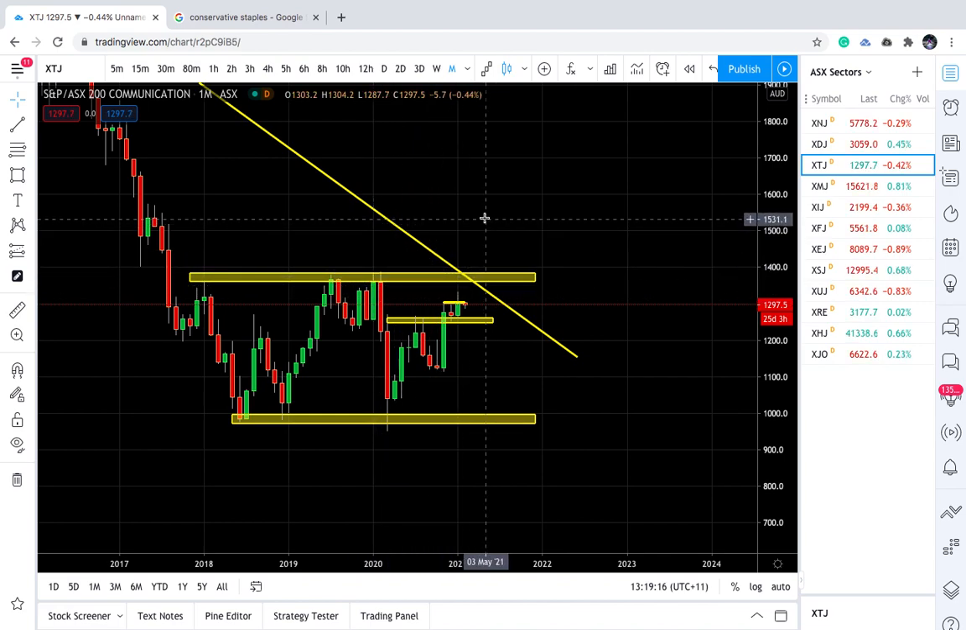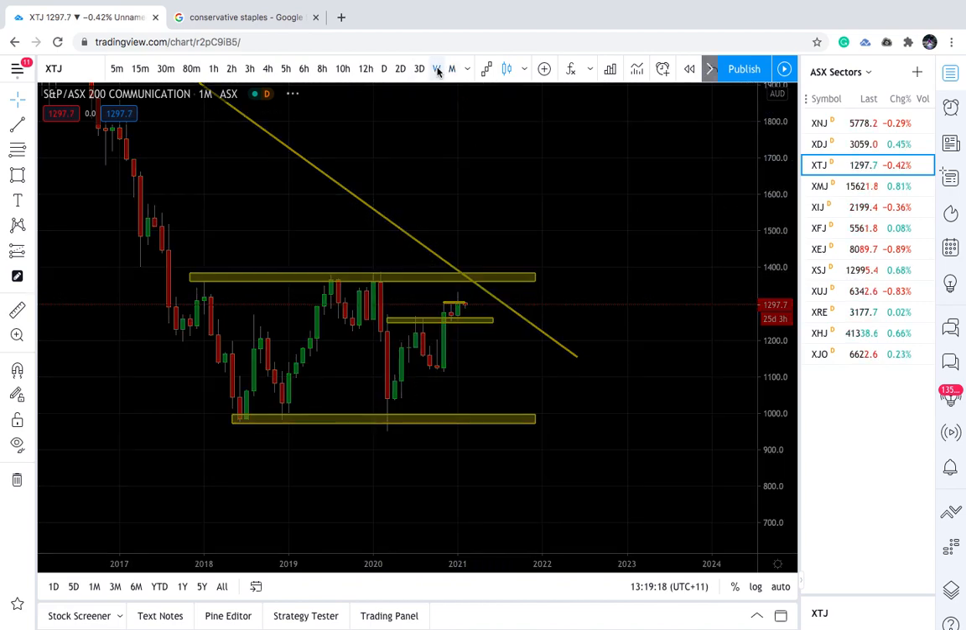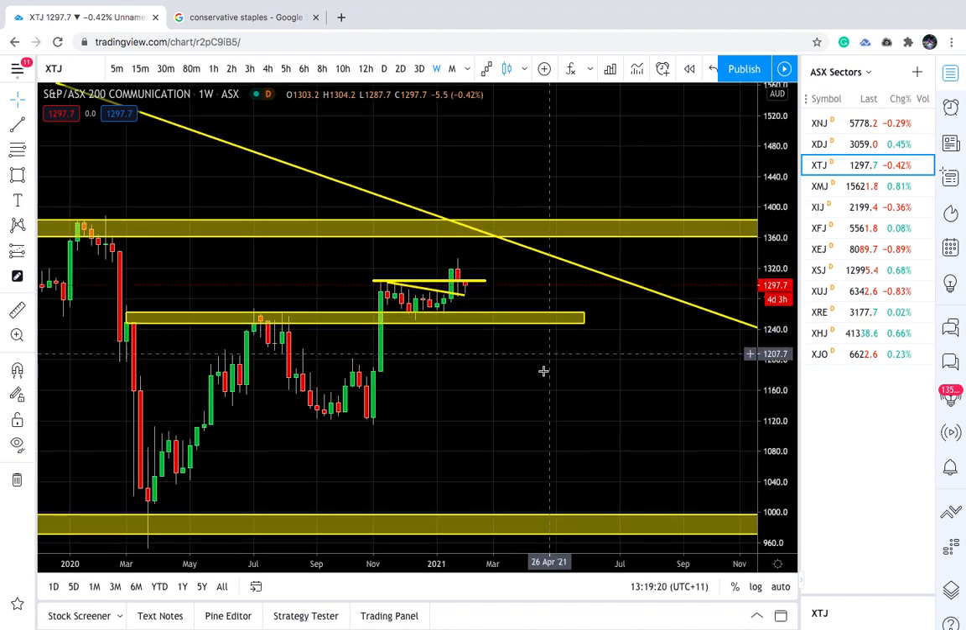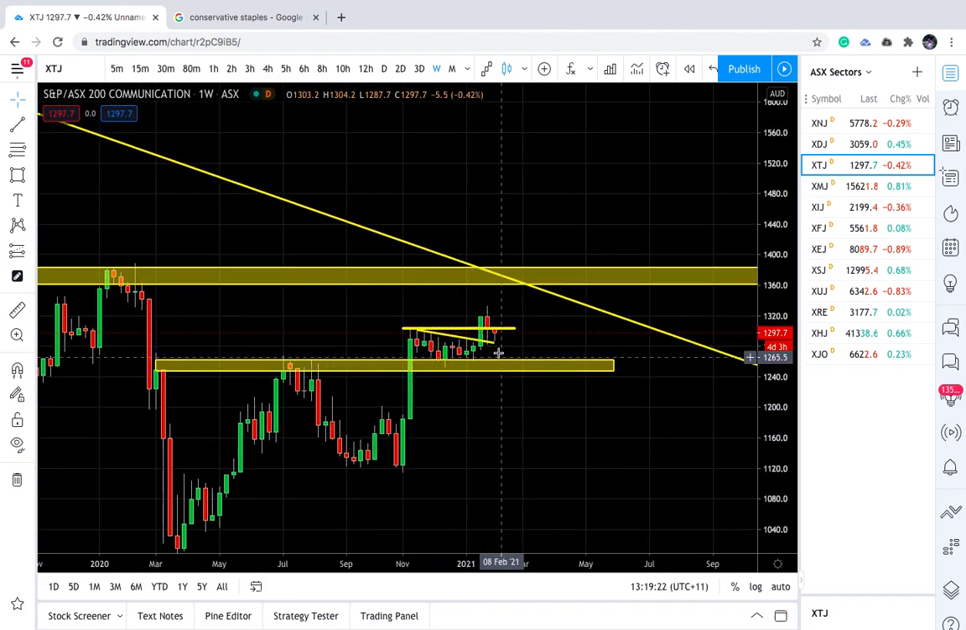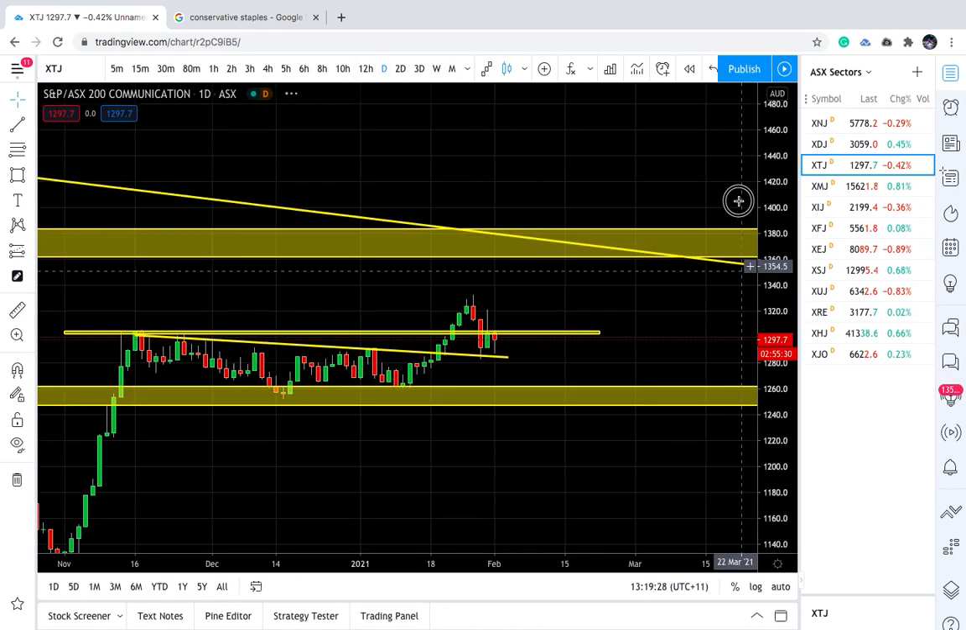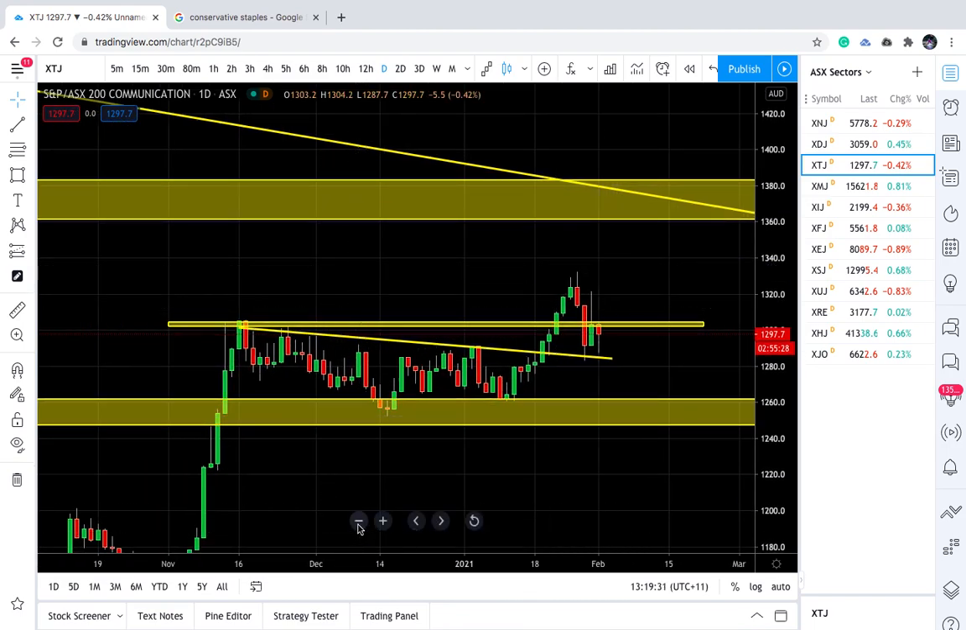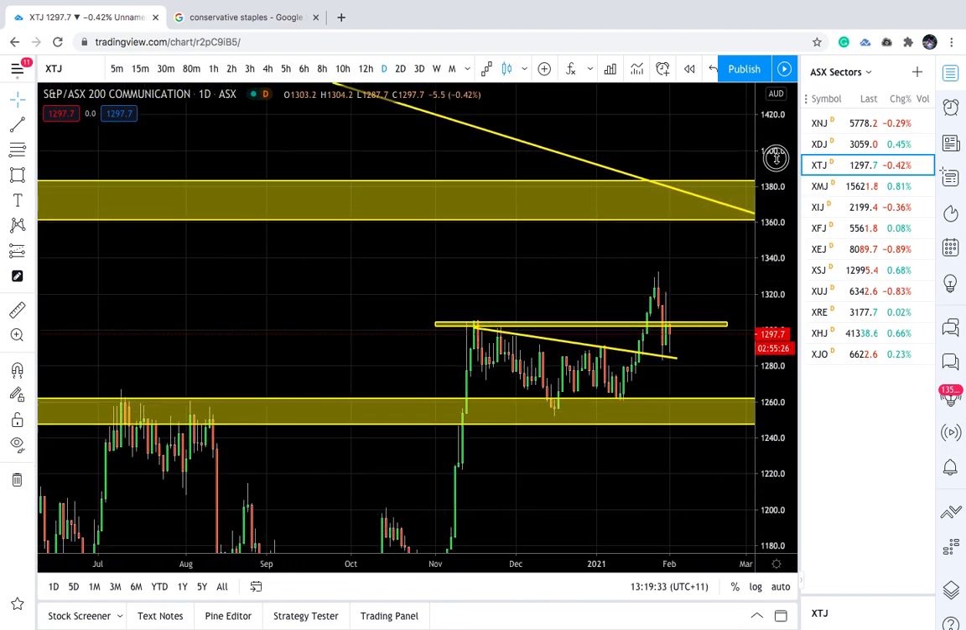Now, in order to find out, we need to look at the weekly time frame and daily time frame. Okay, with the weekly time frame, there is a breakout. Now, I don't mind the price going up a little bit and then going down. It's fine. I still believe in it as bullish. This sector is bullish for sure.